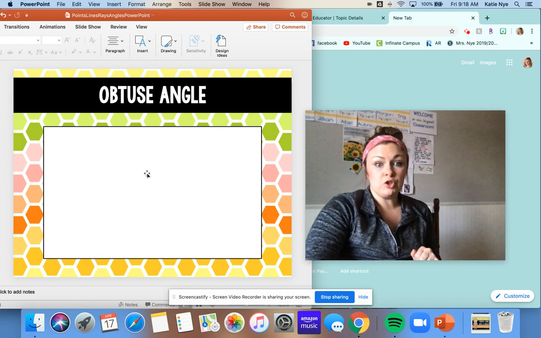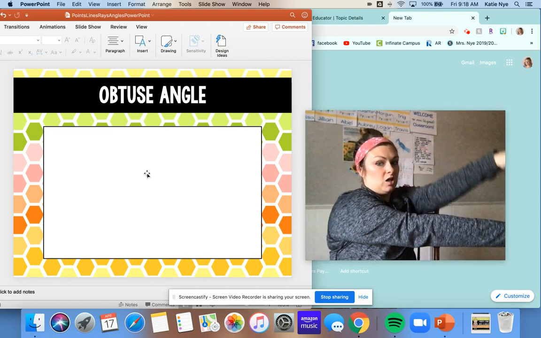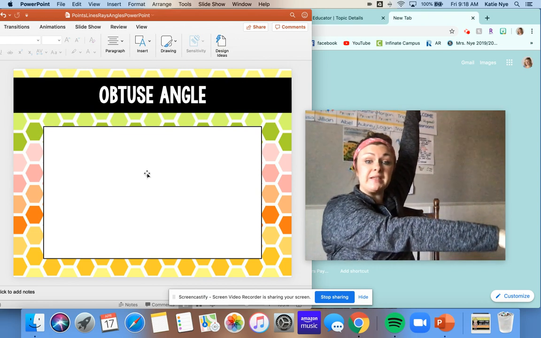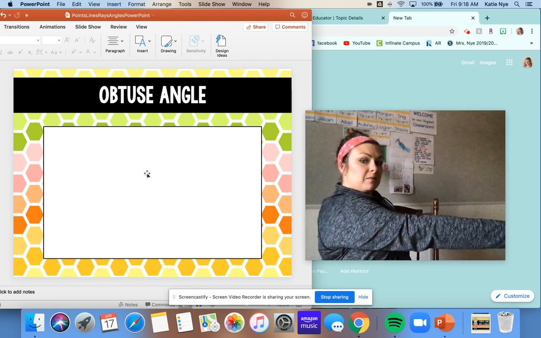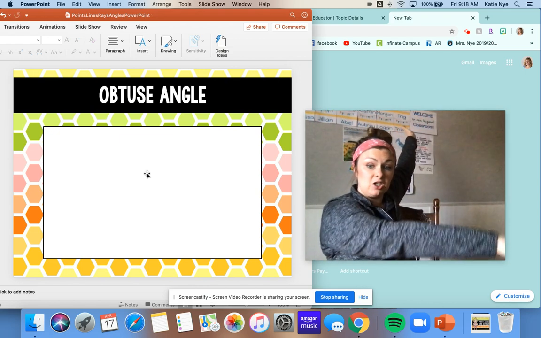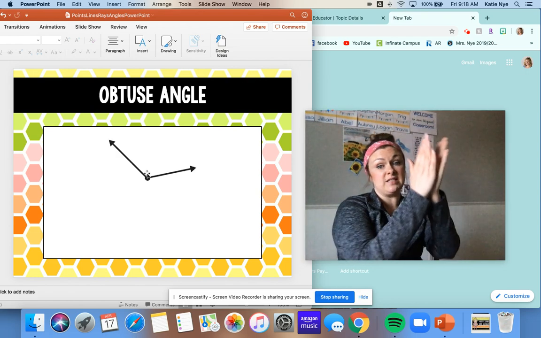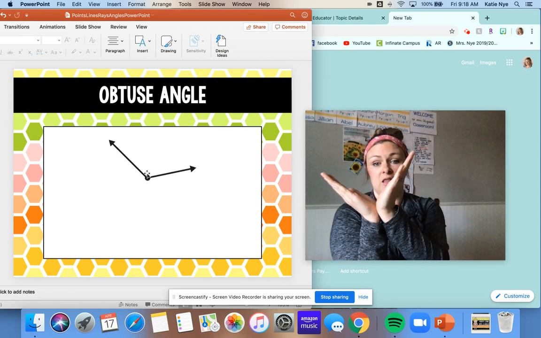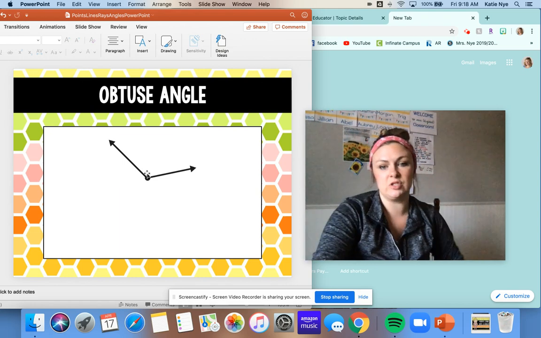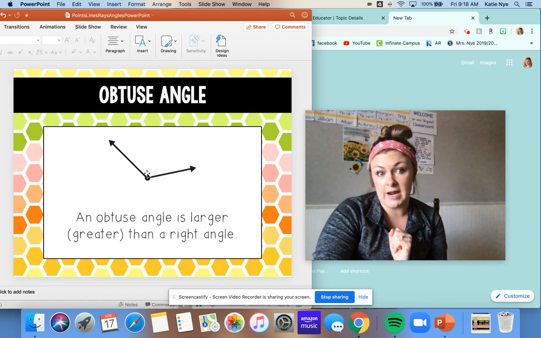Then we have an obtuse angle. Obtuse angle, so we had anything that's smaller than 90 degrees as an acute angle. Then we have a right angle. Now anything bigger, you can't see my hand there, anything bigger than 90 degrees is called obtuse. So an obtuse angle is anything that gets bigger than, so here's my 90 degrees, anything that's bigger than that is obtuse. So an obtuse is larger or greater than a right angle.